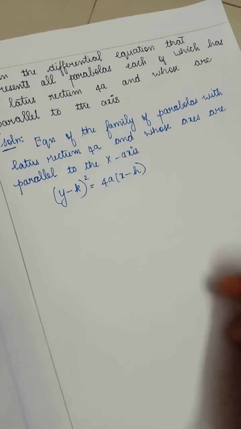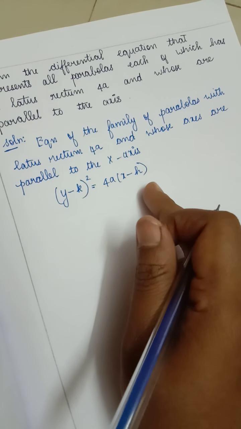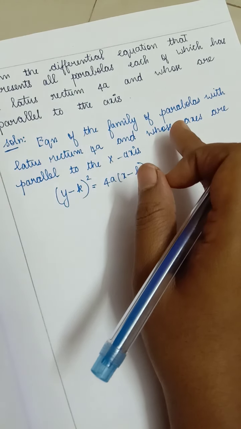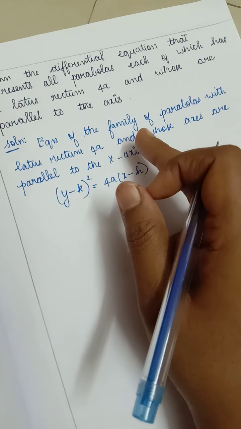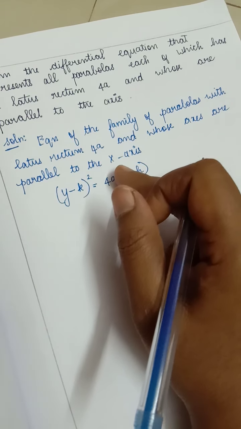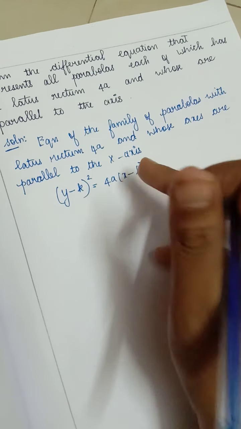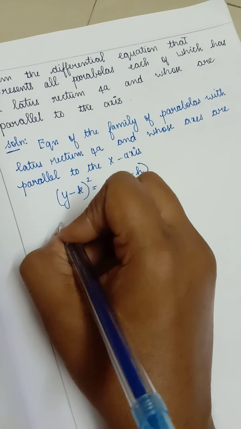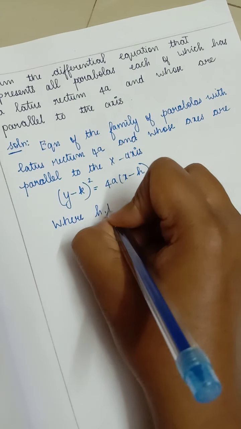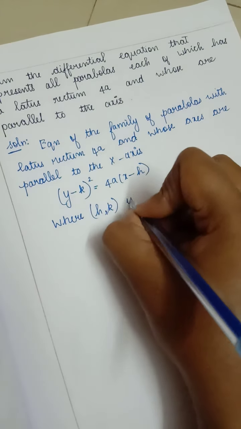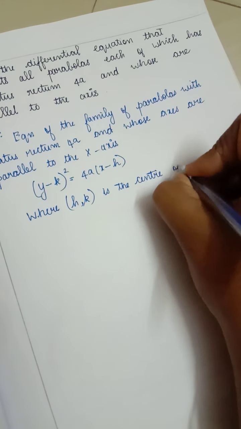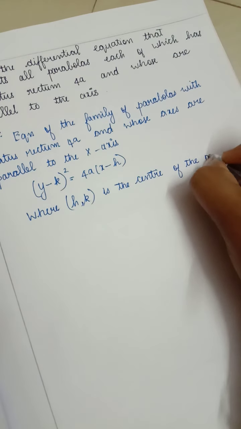Already we know y square equal to 4ax, but in this problem they have given the equation of the parabolas, so we are considering y minus k the whole square equal to 4a into x minus h, because h comma k is the center of the parabola.